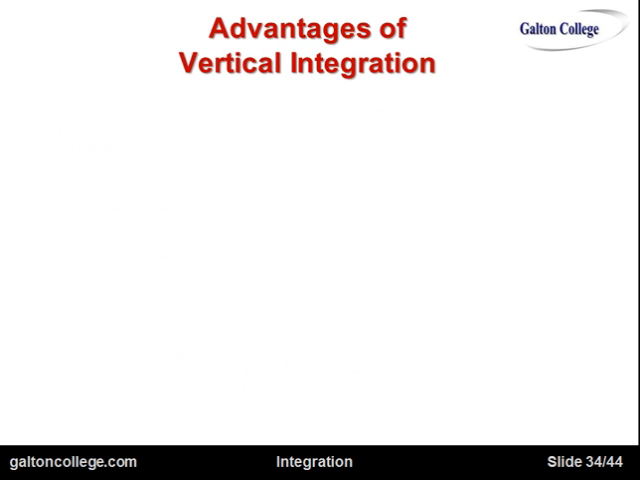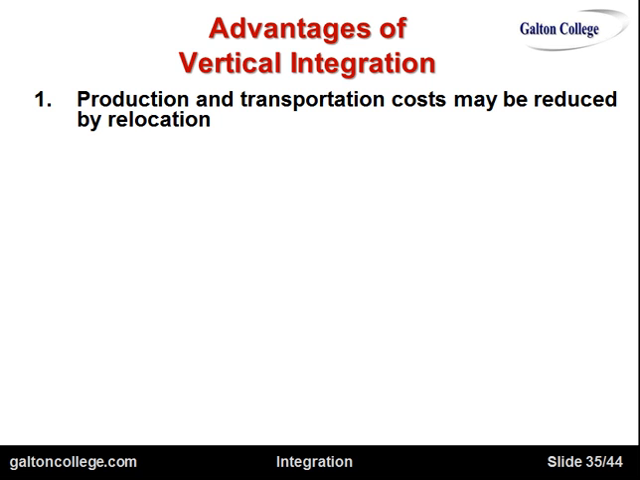Now, the advantages of vertical integration. Well, production and transportation costs may be reduced by relocation. So if all the businesses come together in one plant, for example, if the manufacturing and warehousing and distribution and all of those come together in a single factory, then of course transportation costs would be reduced. That's a possibility.